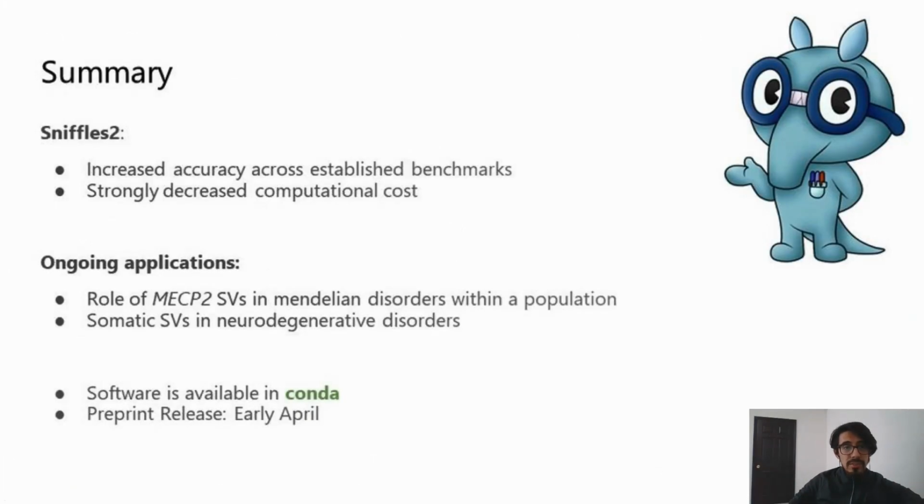In summary, we have shown you that Sniffles 2 has increased accuracy across established benchmarks, and it strongly decreases the computational cost as it is the fastest of the available tools. Then, we presented new applications. First, population scale structural variant calling. And we applied this to a dataset and detected the role of structural variants affecting the MECP2 gene locus in Mendelian disorders. Then, with the detection of low frequency structural variants, we show you that Sniffles 2 is able to detect somatic SVs in neurodegenerative disorders. Sniffles 2 is available as a conda package, and the preprint was released in early April.